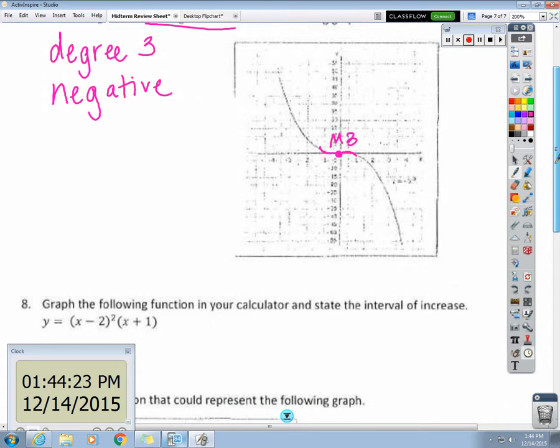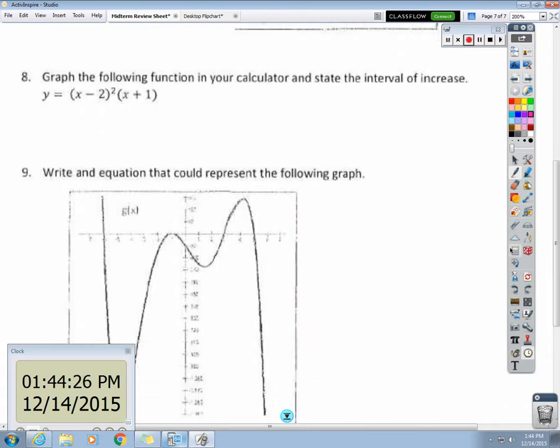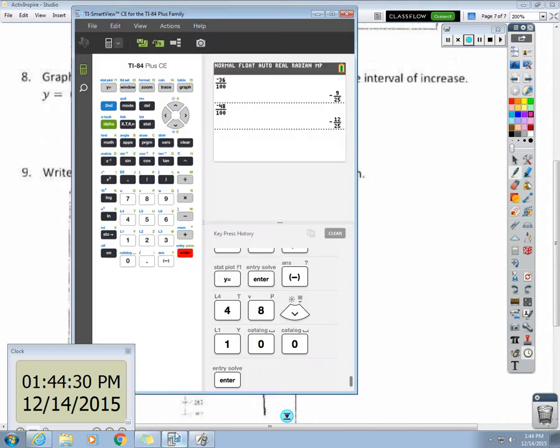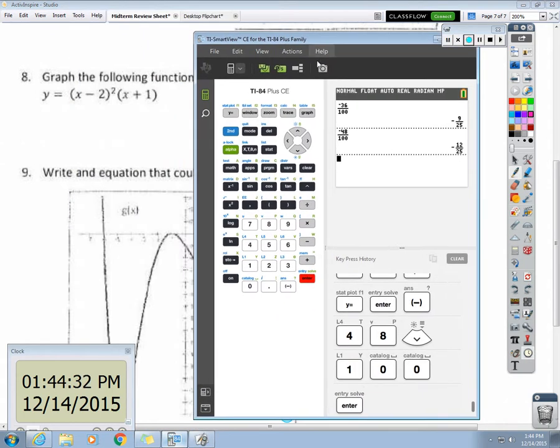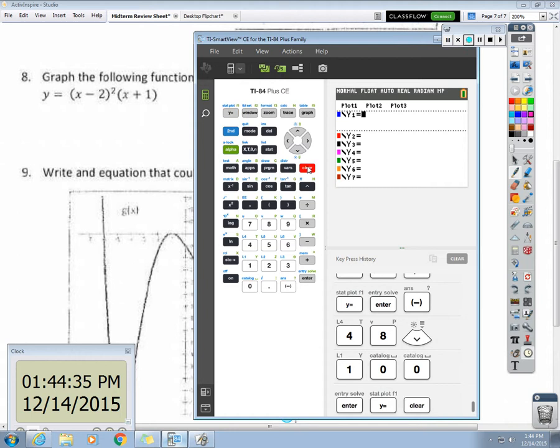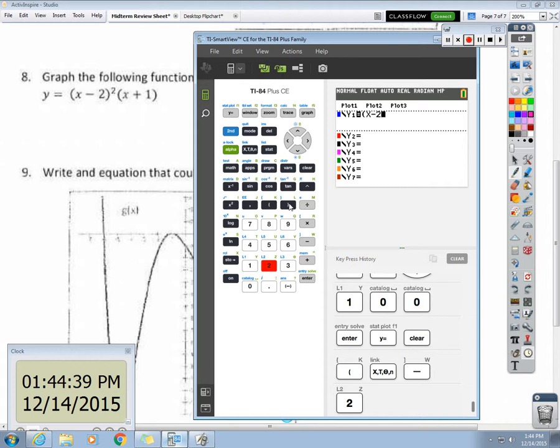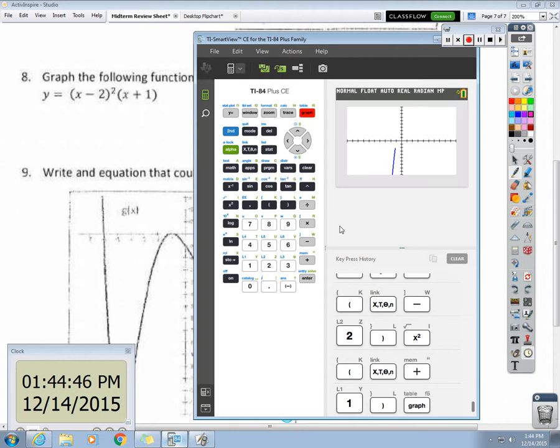Alright, number 8. Graph the following function in your calculator and state the interval of increase. Okay, so let's graph it. Y equals (x minus 2) squared times (x plus 1). Okay, how many times is that graph increasing? Twice. It's increasing right here, and then it decreases for a short amount of time, and then it increases again.